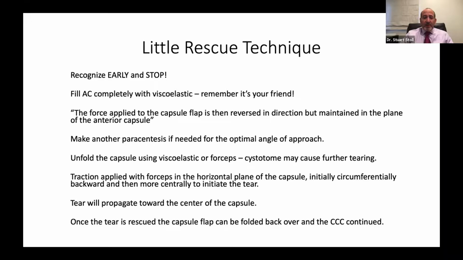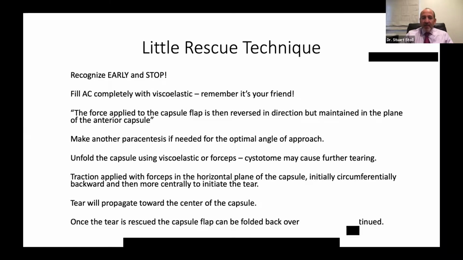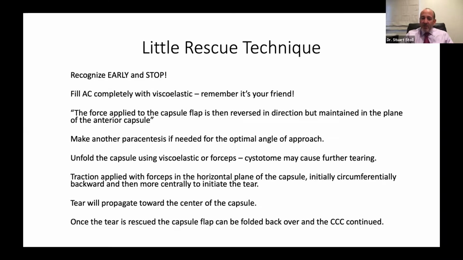And you're going to apply traction in that horizontal plane of the capsule, initially circumferentially backwards. So it's exactly the opposite direction that you would normally be going. And then more centrally, as you come more radially, that's going to initiate the tear. It's going to be that ripping or tearing force, and the tear will propagate toward the center of the capsule. Once the tear is rescued, the capsule flap can be folded back over, and the CCC continued as normal.